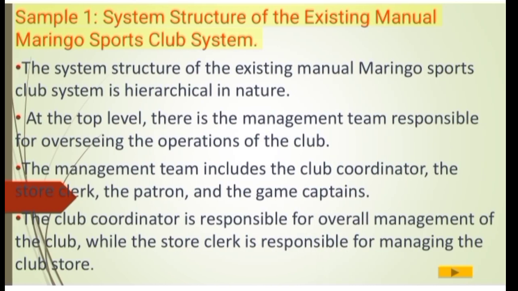Sample 1. System structure of the existing manual Maringo Sports Club system. The system structure of the existing manual Maringo Sports Club system is hierarchical in nature. At the top level, there is the management team responsible for overseeing the operations of the club. The management team includes the club coordinator, the store clerk, the patron, and the game captains.